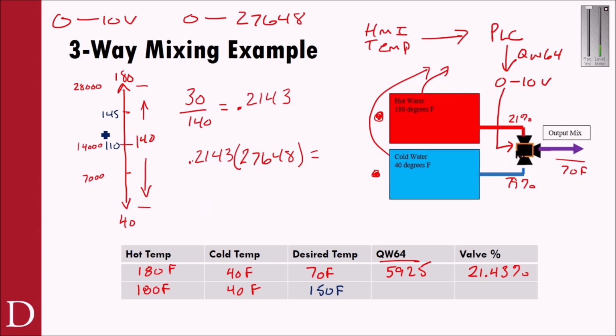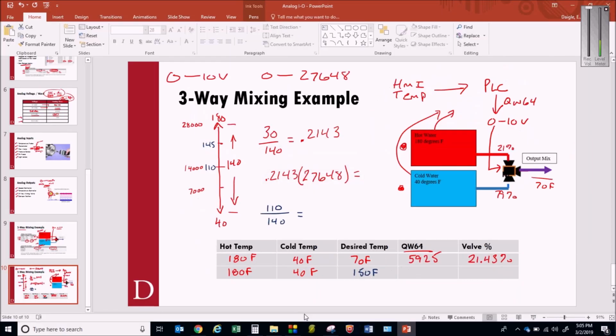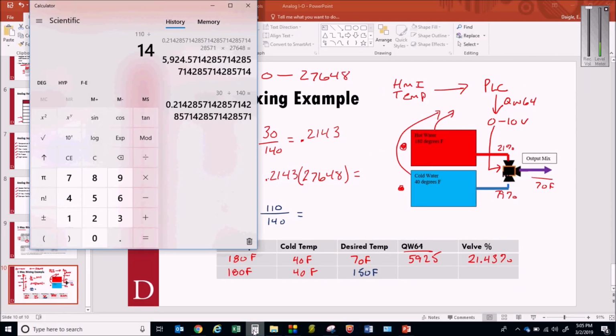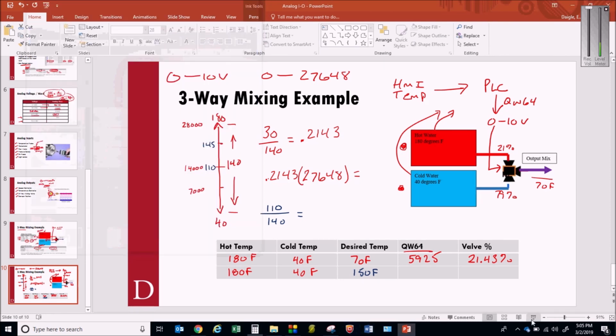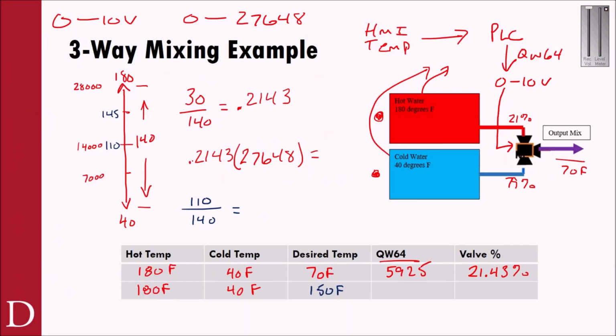Well, where is 150? So 150 above 40, what is that? 110 degrees. It's 110 out of the 140 max I can get because it's 110 degrees above the 40 minimum, right? So I need to increase that cold water by 110 degrees. So 110 divided by 140. Let's take a look. 110 divided by 140, I get 0.7857. That's going to be this number right here.